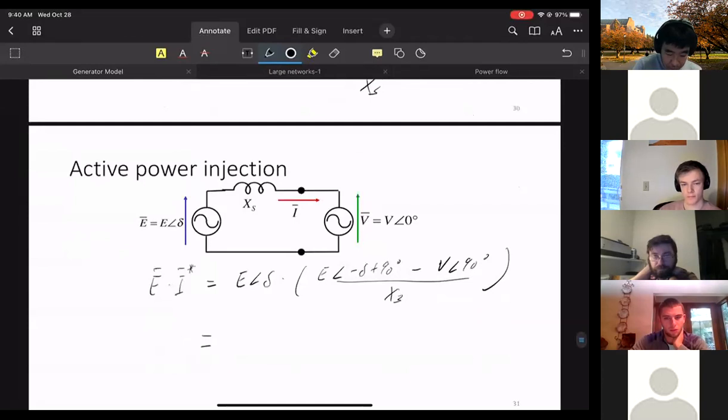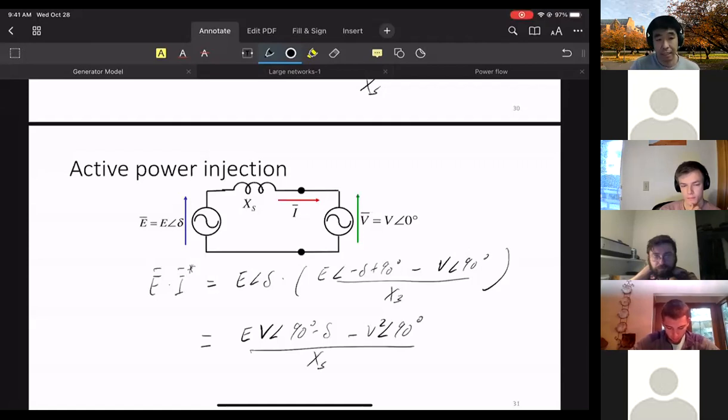Okay, so we put everything in here. We get E V angle 90 degrees minus delta, minus V squared angle 90 degrees over XS. And we want to figure out basically what is the real part, what is the imaginary part.